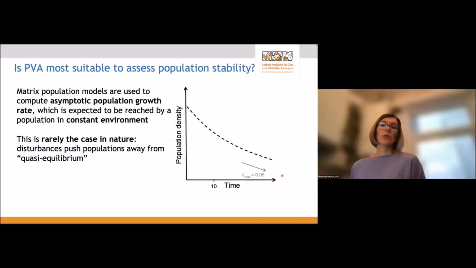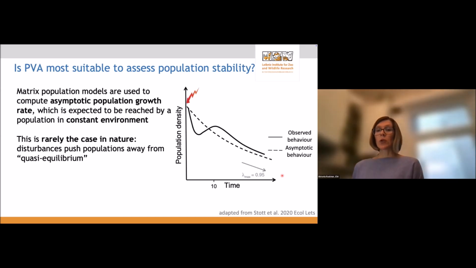So PVAs often use asymptotic population growth rates, as I just demonstrated in the case study, to make conclusions about population viability. Importantly, asymptotic population growth rates are expected to be reached by a population in a constant environment. However, this is rarely the case in nature. Disturbances often push populations away from a so-called quasi-equilibrium. So according to this exemplary plot here on the right hand, according to the asymptotic population growth rate, which is 0.95, this population will decline in the long term.